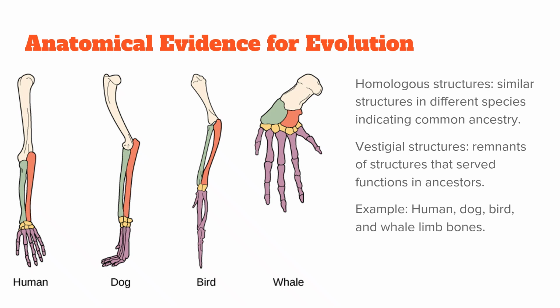Vestigial structures are remnants of features that once had a function in ancestors, but are reduced or unused today, like the human tailbone or the tiny pelvic bones in whales.